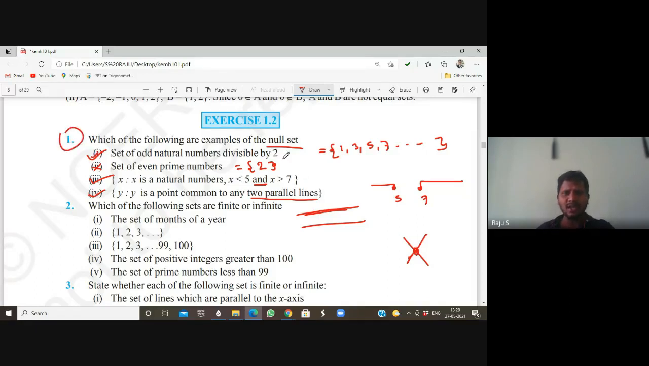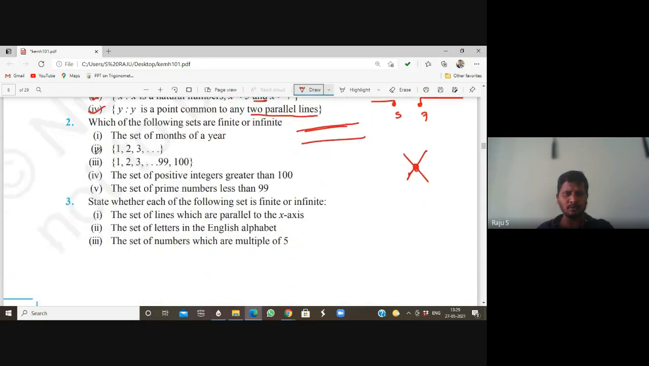Anyone having any doubts in the first question? All natural numbers cannot be divisible by 2, so it is empty. Even prime numbers means existing; 2 is an even prime number. Next, a natural number which is less than 5 and greater than 7, not possible. Why is the point common to parallel lines? No. Next, the second question: which of the following sets are finite or infinite? Very easy. The set of months of a year.